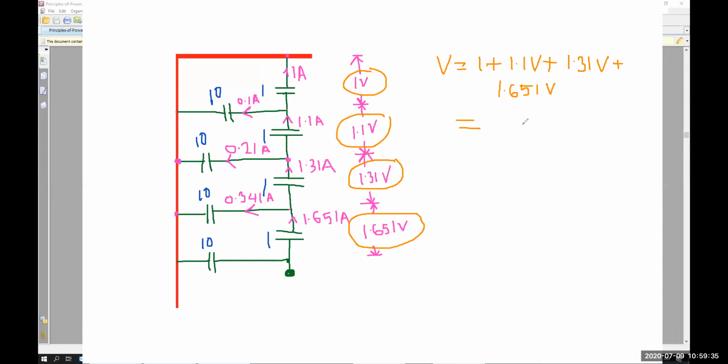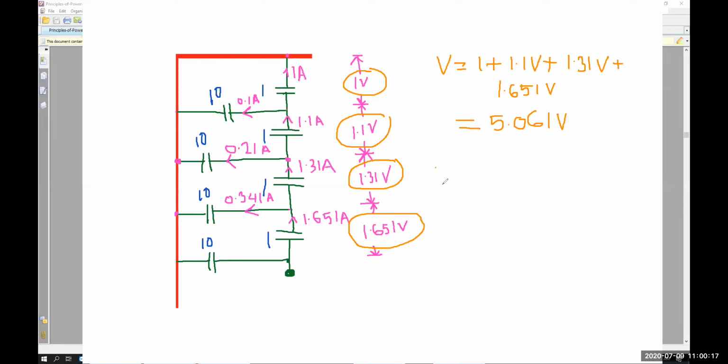Total V, so how much? 1 plus 1.1 plus 1.31 plus 1.651, so 5.061. That is the total voltage, right?